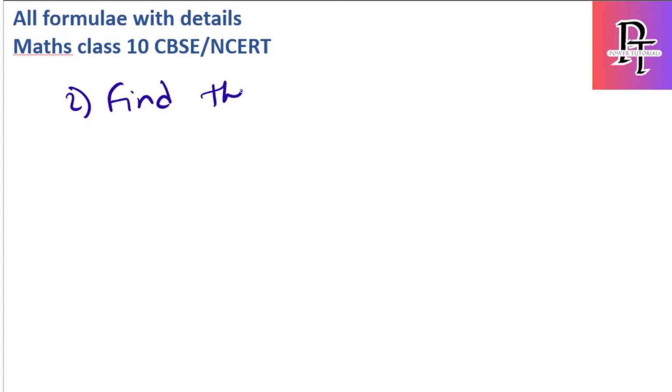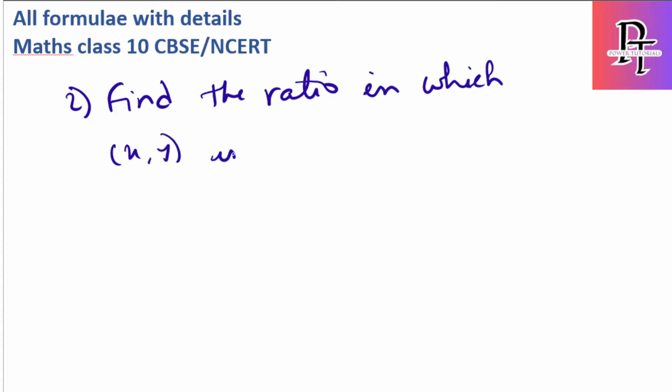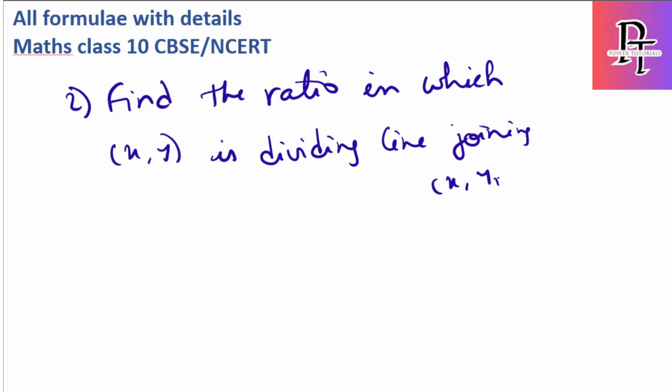Find the ratio in which x comma y is dividing the line joining x1 y1 and x2 y2.